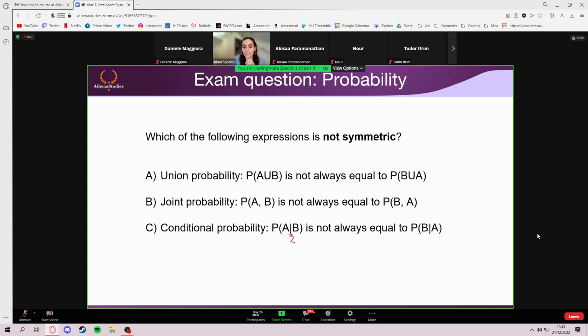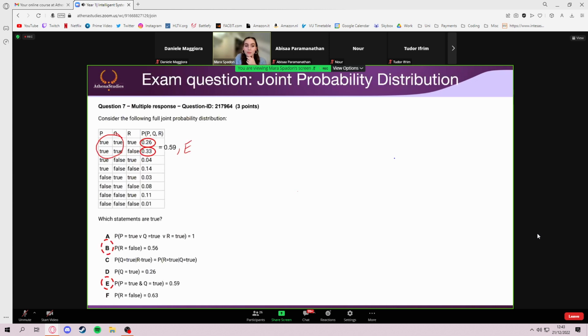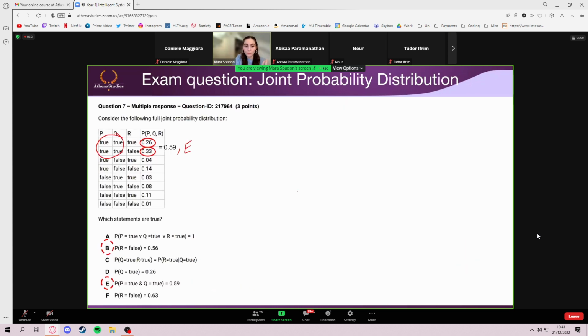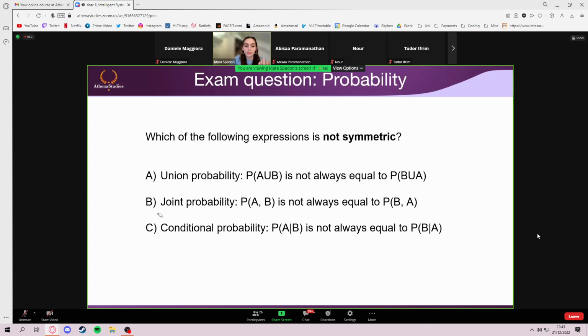Oh, so C is because they're usually not the same, like we saw in the question before, but the others are usually the same. Exactly. Because with A union B and B union A, sorry, not conditional, but the union. If P true and Q true, that is the same as if we would say Q is true and P is true, right? We would get the same answer. Same with OR. We would also get the same answer, but indeed with conditional probability. Oh, sorry. Did you have a question? No, it's fine.